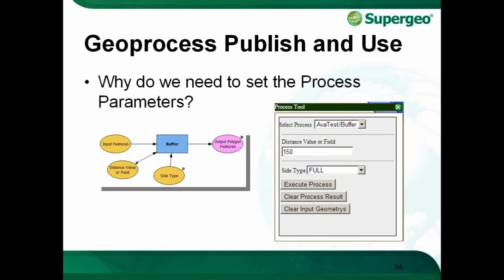Here comes the question, why do we need to set the process parameters? Please recall the simple website I just showed. I assigned the radius directly on the web, and that is the process parameter. When set as a process parameter, we can change the value to whatever we want on the web and apply it right away.